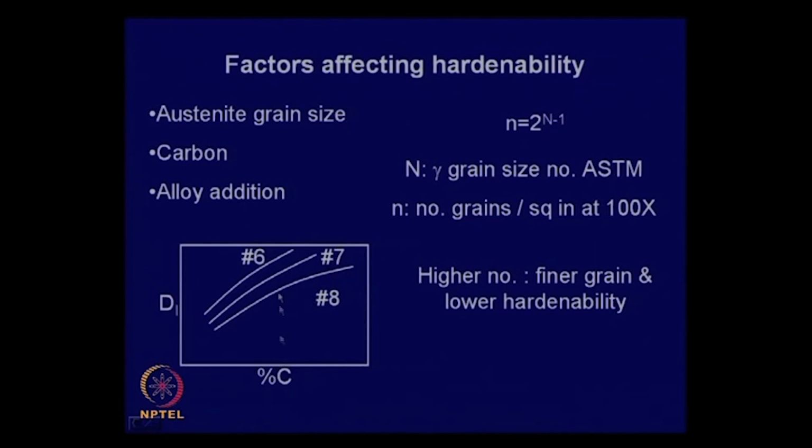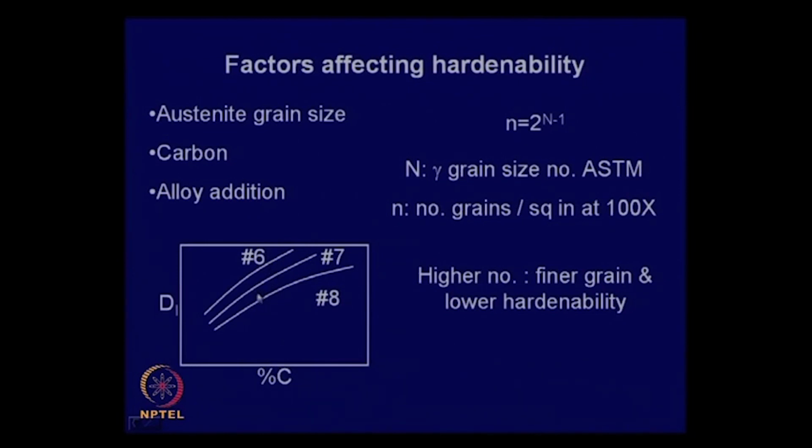And for a fixed carbon, say let us say 0.5, this is over here. As you make the grains coarser, if you control your austenitization time, keeping it for longer or at a higher austenitizing temperature to grow larger grains, you will find that as the grains become coarser, the hardenability improves.